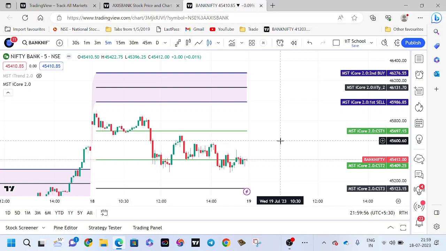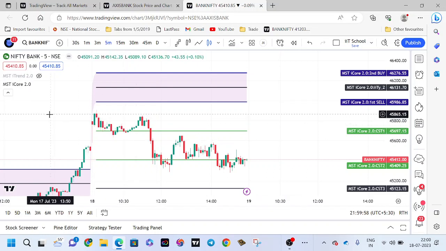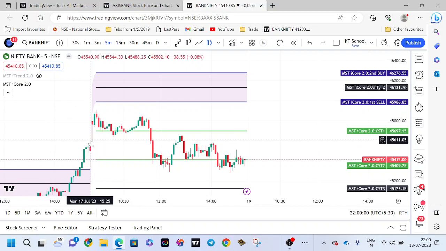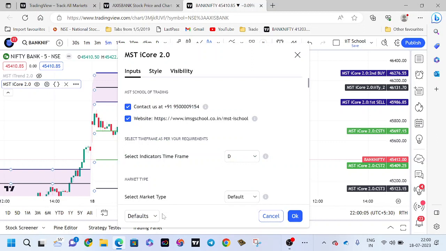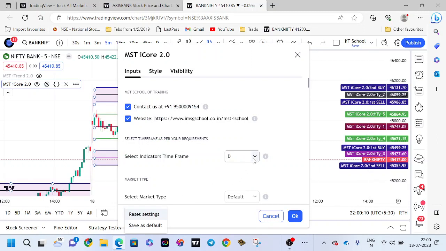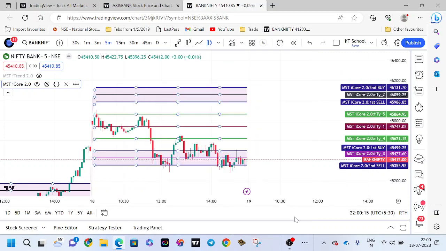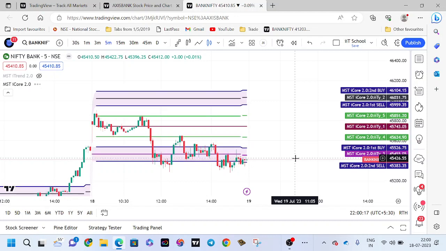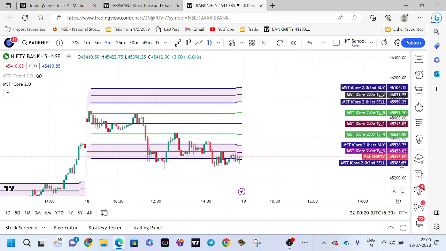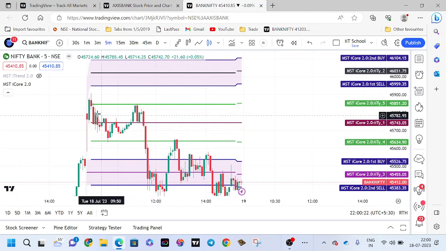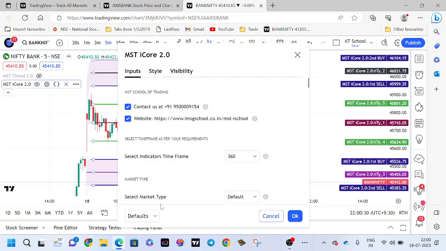And one more method in iCore 2.0 is for when the market opens flat. If the market is struggling to reach our default entry, then you have to keep the 360 time frame. And I have also told you about R3C. In iCore 2.0 also you can apply the R3C concept.